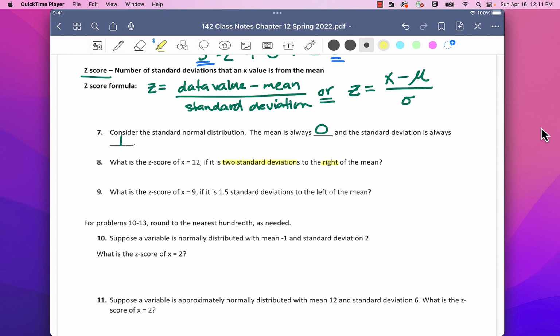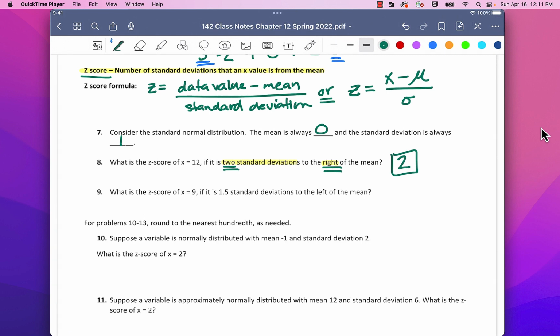Go back to our definition of z-score. A z-score is the number of standard deviations that an x value is from the mean. So this is telling me this value is 2 standard deviations, and then we have to pay attention here so we know the sign. So to the right of the mean. So 2 standard deviations to the right of the mean means the z-score is positive 2. It's right there in the definition.